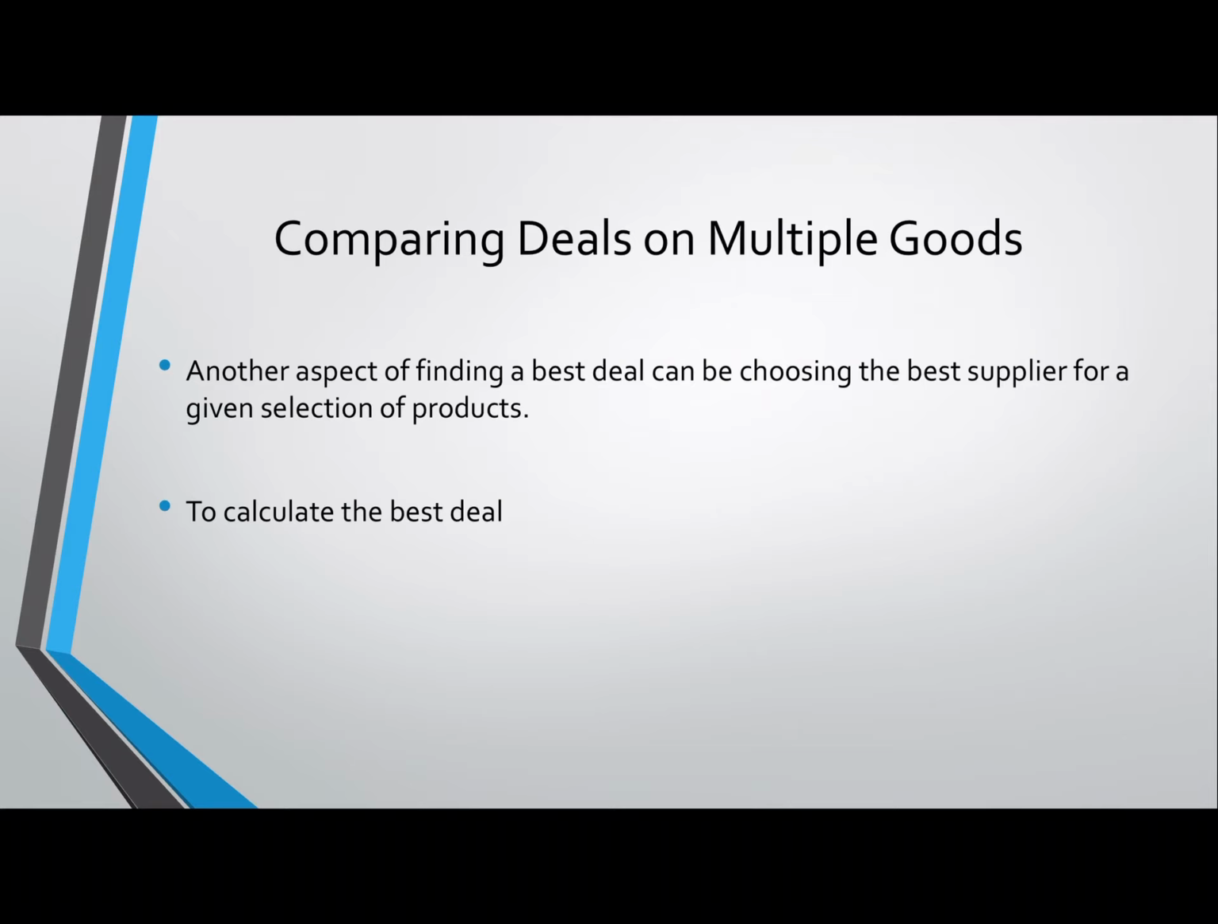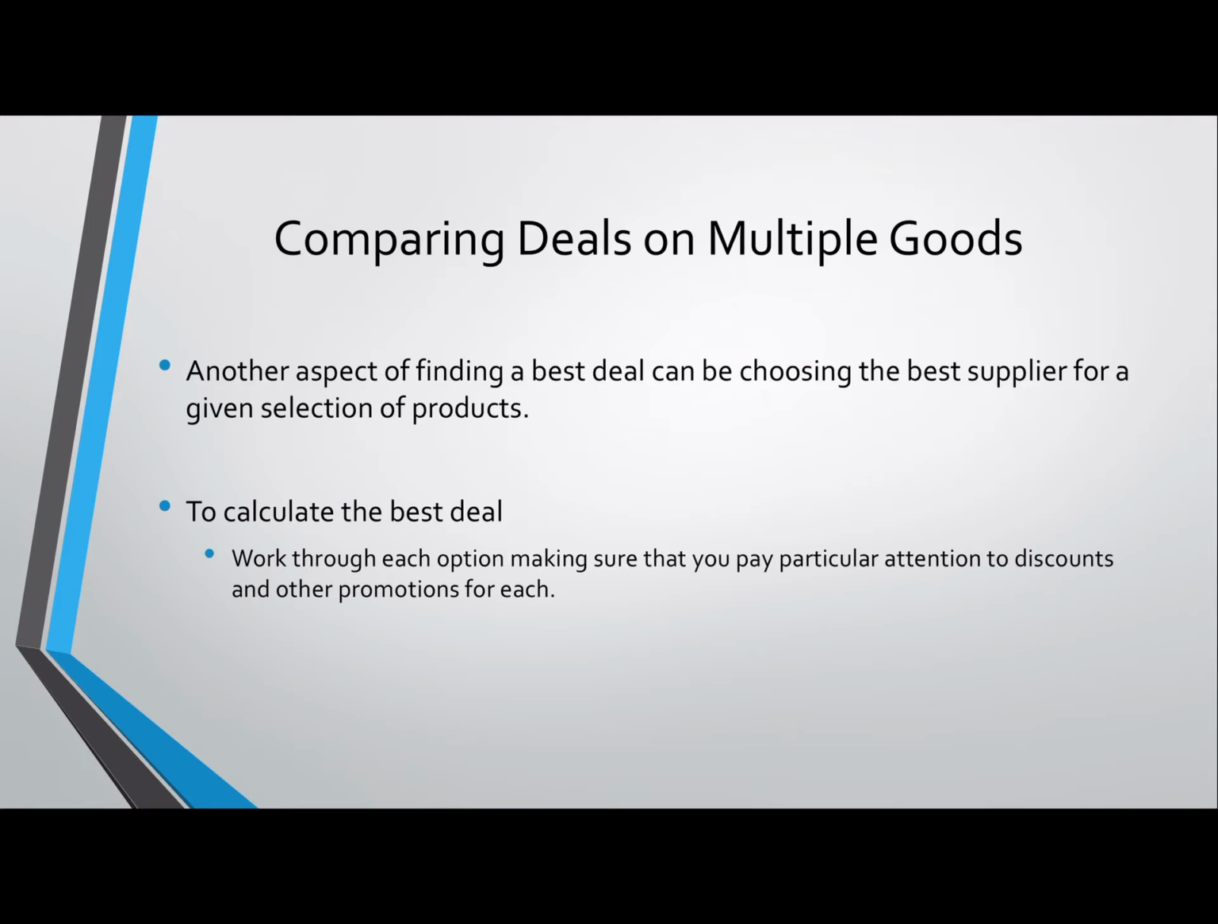So when we're calculating our best deal, we need to work through each option, paying particular attention to discounts and other promotions for each supplier. And we need to write a sentence to communicate our conclusion based on our working. See the theme here, lots of sentences at the end of these. The wording we're looking for is "justify your answer", and if it says justify your answer, that means they need a sentence at the end.